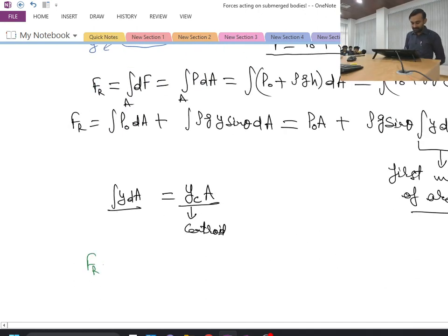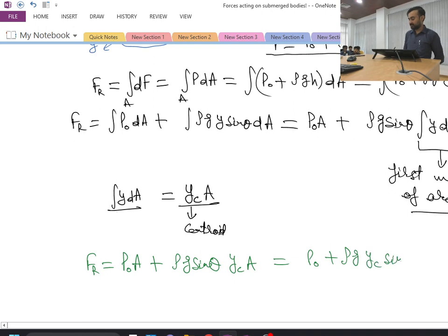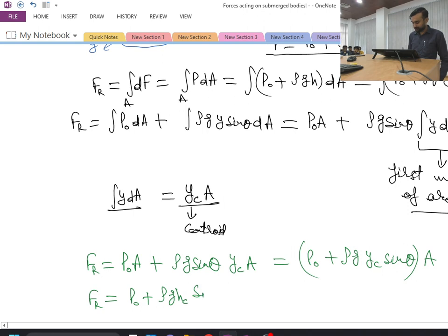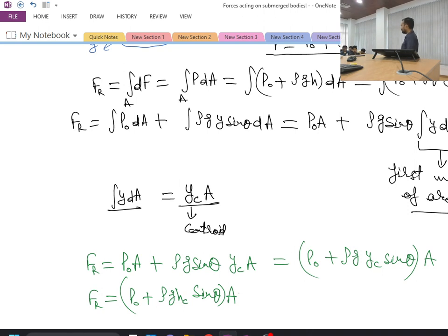If I do so, I will be getting my resultant force as P naught times A plus rho g sin theta times, in place of y dA I will be having yc into A, and ultimately I am getting P naught plus rho g yc sin theta into A. Okay, and now I can replace yc sin theta with hc, so it will become P naught plus rho g hc into A. Okay, is this one clear? Sorry, hc only. Yeah.